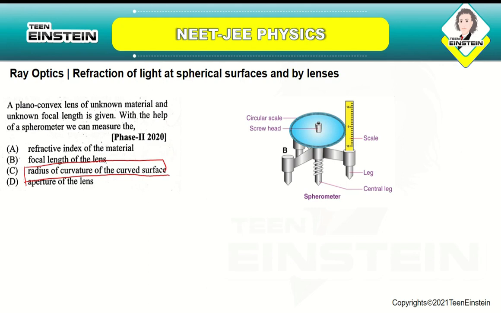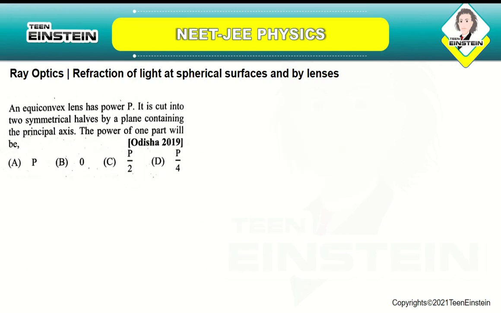Okay, so let us now move on to the next question. An equiconvex lens has power P. It is cut into 2 symmetrical halves by a plane containing the principal axis. The power of one part will be?